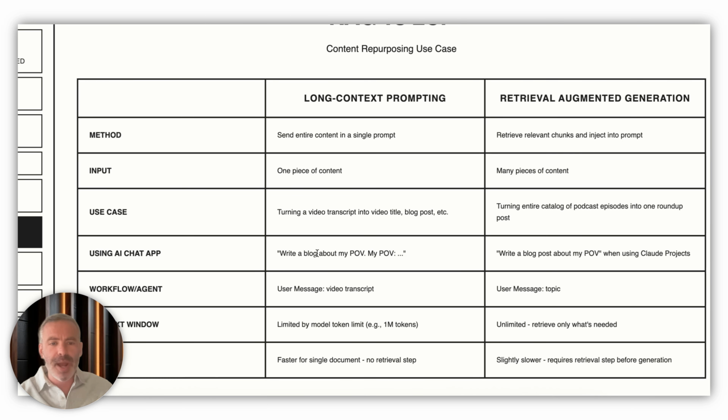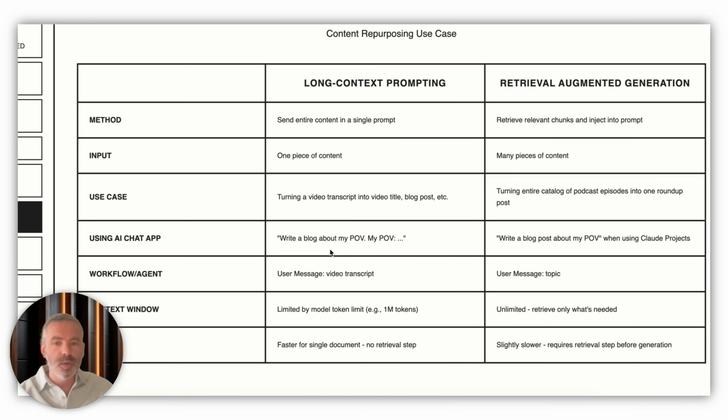And so what it looks like in practice, if you're using an AI chat app and you want to do long context prompting, it would just be something like, "Write a blog post about my point of view. Here's my point of view," and you might type it in or paste that in. Whereas with RAG, you're basically saying, "Write a blog post about my point of view about X," and it'll use RAG to figure out what your point of view about X is and then surface that information.